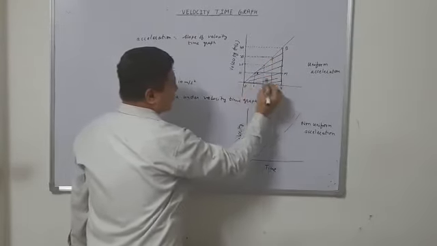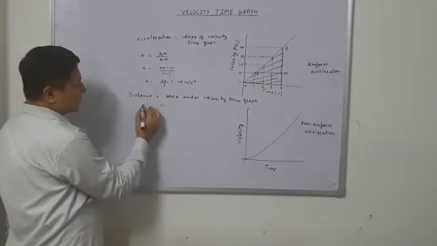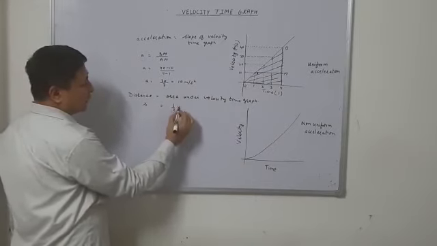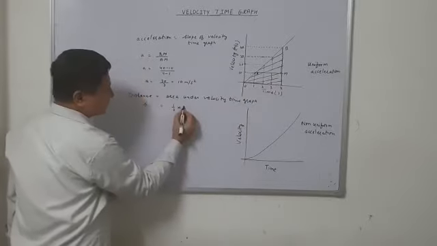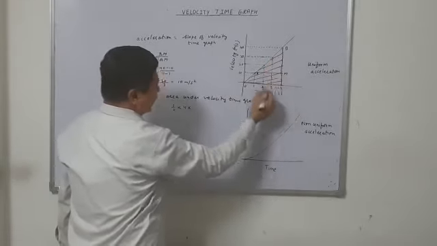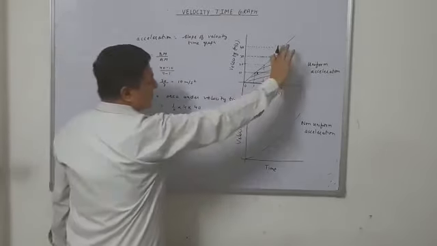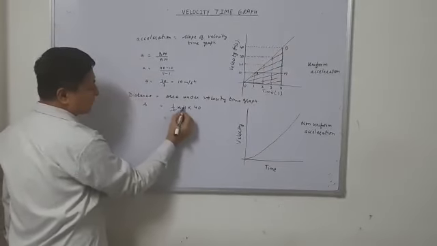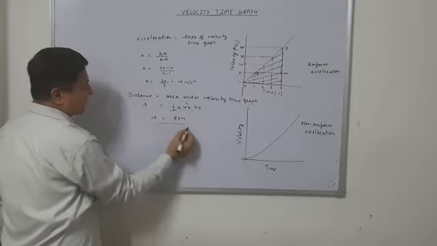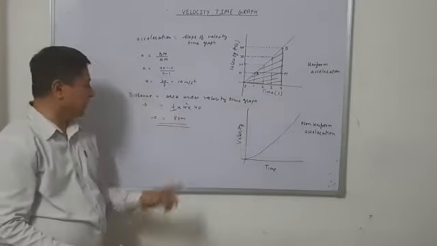This figure is formed as a triangle. So we find the area of the triangle, and distance is denoted by S. The area of a triangle is half into base into height. Base is 4 and height is 40. So half into base into height, we will solve this and that is 80 meters. So the distance traveled by the body during the 4 seconds is 80 meters.